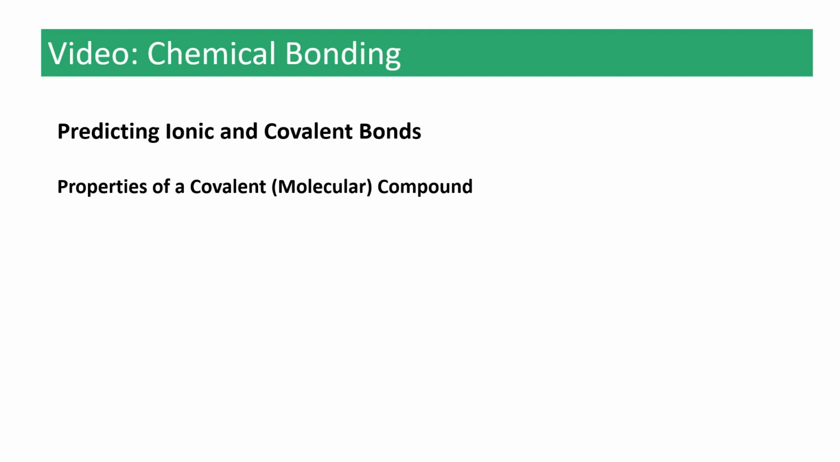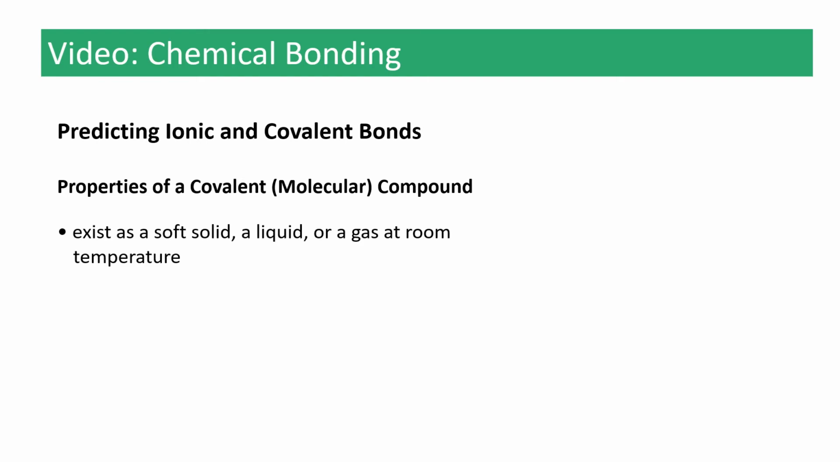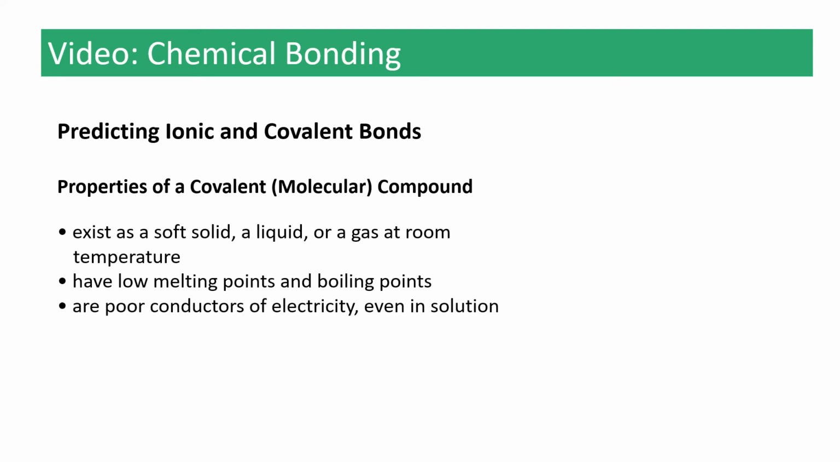Predicting ionic and covalent bonds. Properties of a covalent molecular compound. These exist as a soft solid, a liquid, or a gas at room temperature. They have low melting points and boiling points.